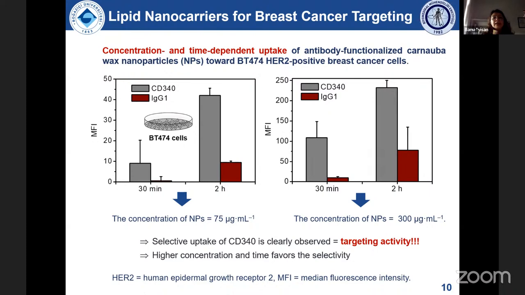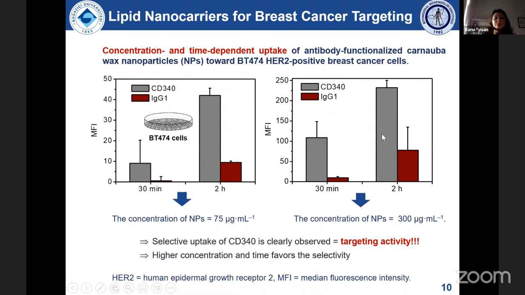Then we continue with the cellular uptake. Here you see the concentration-dependent and time-dependent cellular uptake towards the HER2 positive breast cancer cells. Of course, here we were trying to understand if our HER2 antibody decorated nanocarriers could target these breast cancers or not. So we used both the control nanocarriers and the HER2 antibody decorated nanocarriers. As you can see, especially when we increase the time, we could clearly observe the higher uptake and the targeting activity at different concentrations.